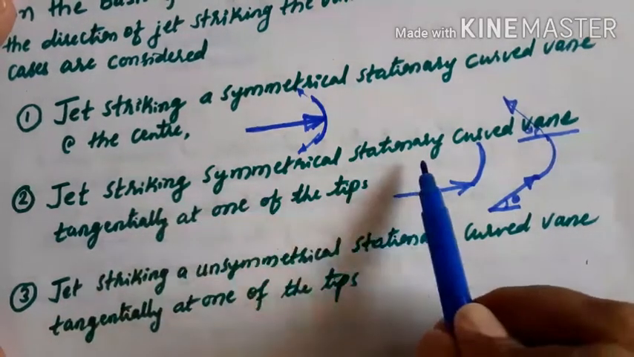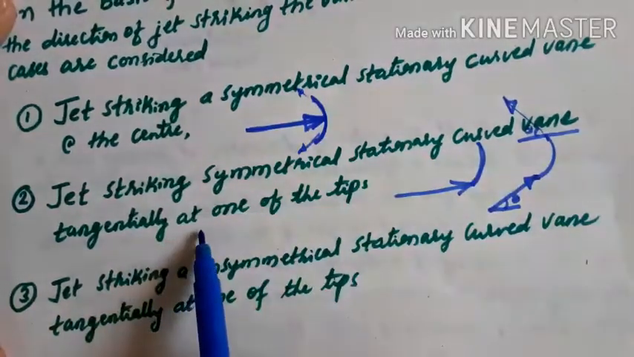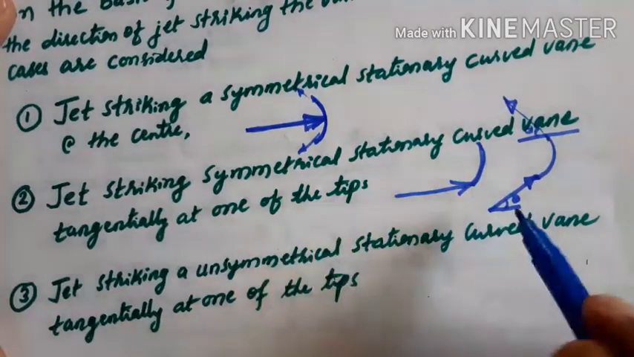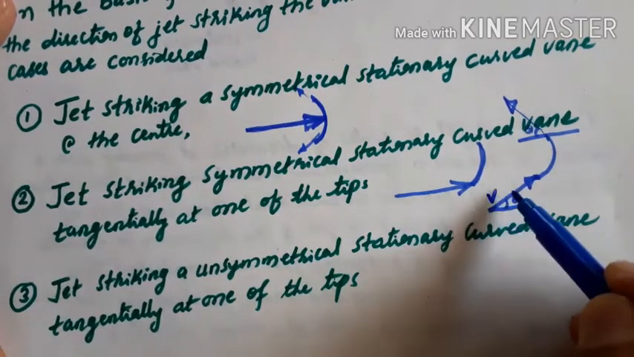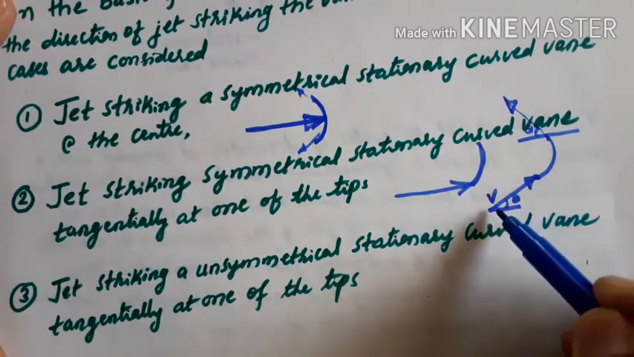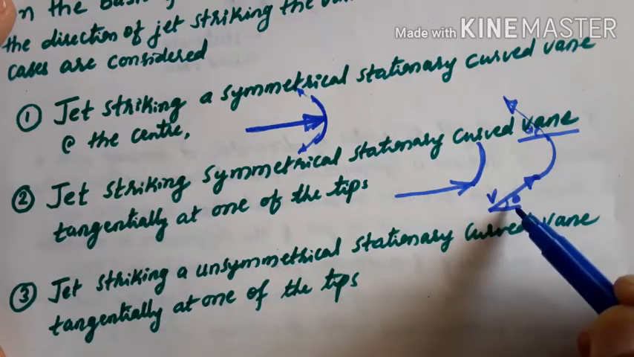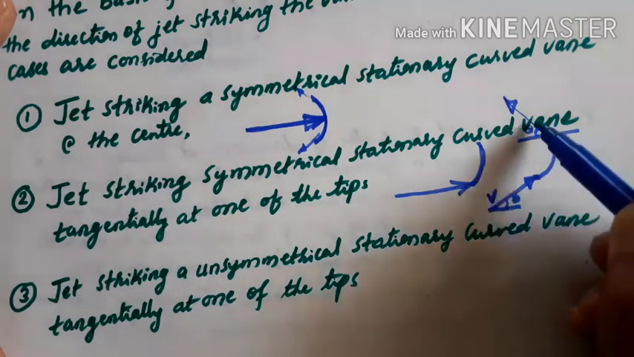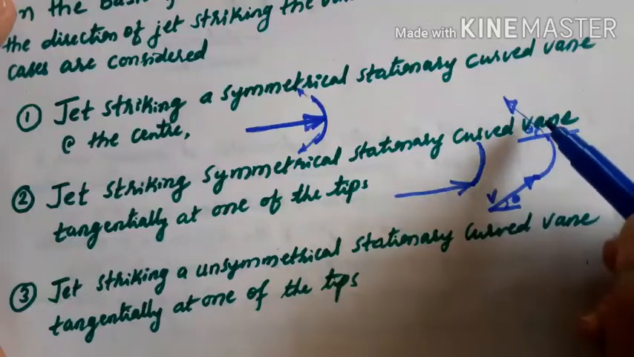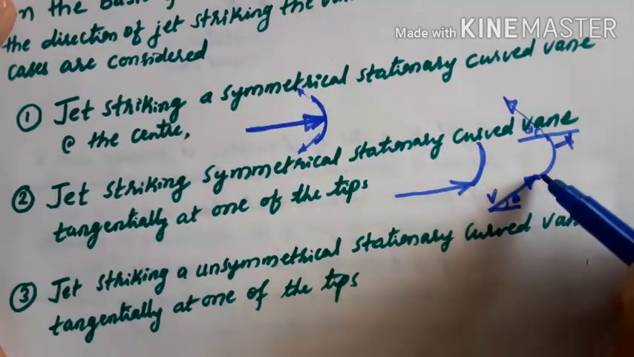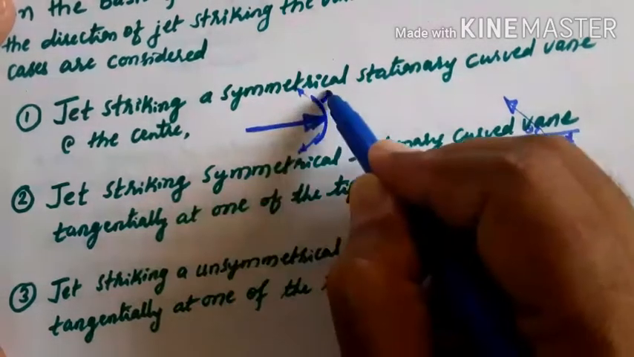The jet striking a stationary curved vane tangentially at one of the tips is acting tangentially. It is entering with angle theta and leaving also with an angle theta. So all these cases are fixed cases. This is also a fixed one.